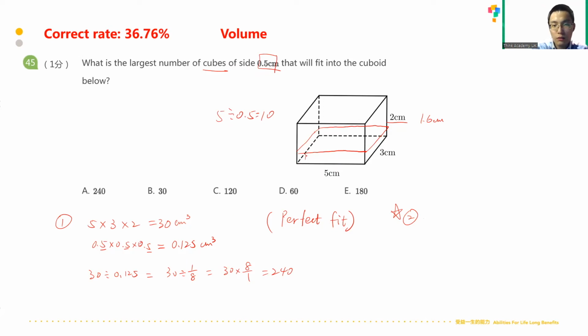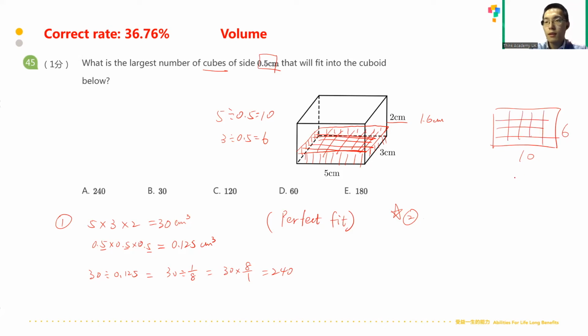So it will be 1, 2, 3, 4, 5, 6, 7, 8, 9, 10. And then for each column, looking at it vertically, we will have 3 divided by 0.5, and that is 6. So it's 1, 2, 3, 4, 5, 6. Right, and then let me connect the lines. So it's something like this. So for the base, we can fit exactly. If you look at it from top to bottom, you will have 10 times 6. So we have altogether 60 cubes we can fit in the first layer of this cuboid.